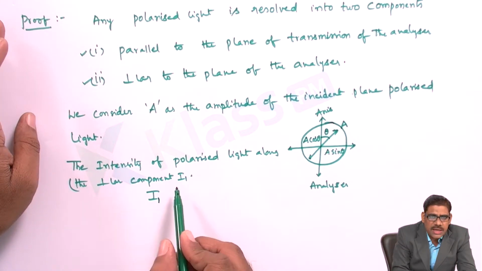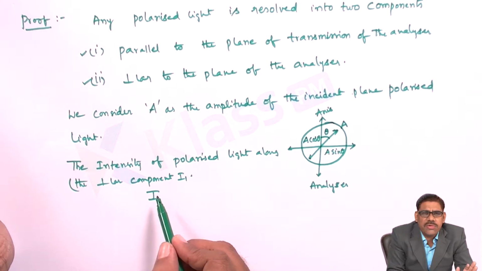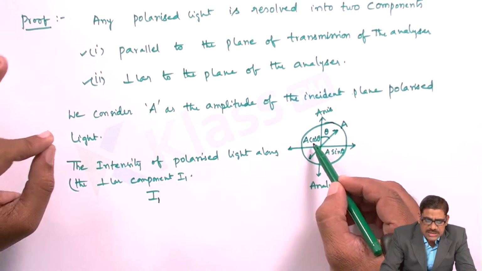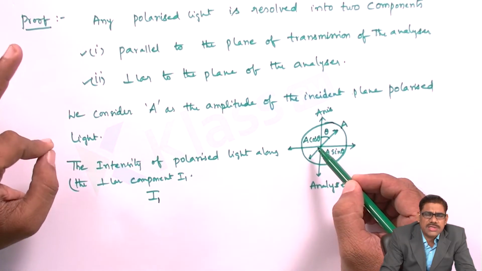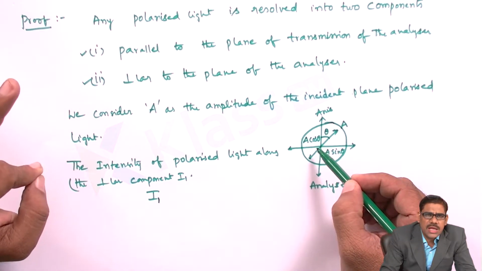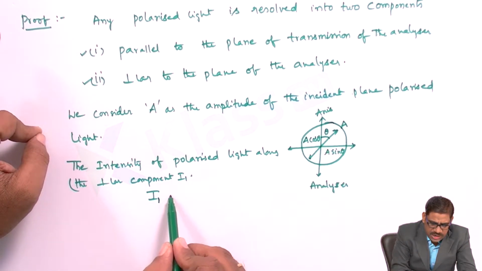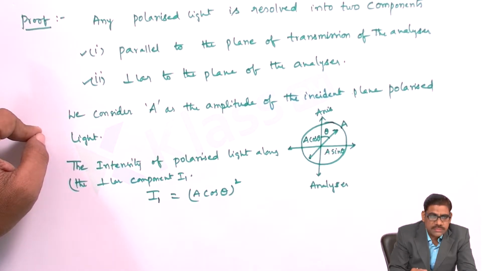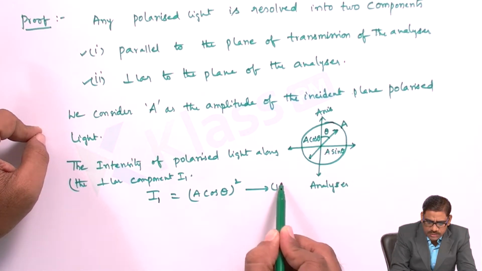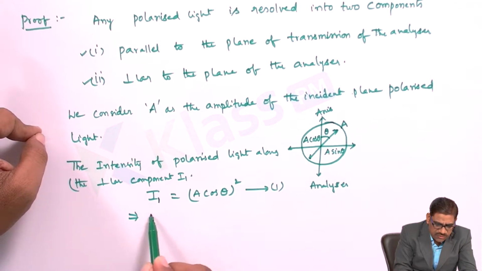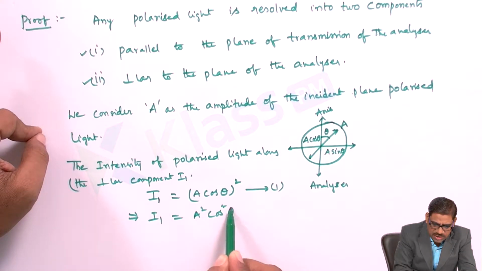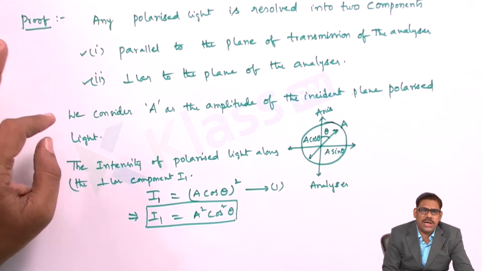As we know, intensity is always proportional to the square of the amplitude. Now A cos theta is the resolved component with respect to the perpendicular axis. So we write I1 is equal to A cos theta whole square. Let us consider this as equation 1. Squaring it, we have I1 is equal to A square cos square theta.